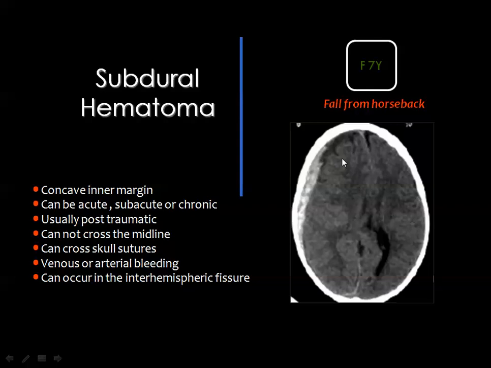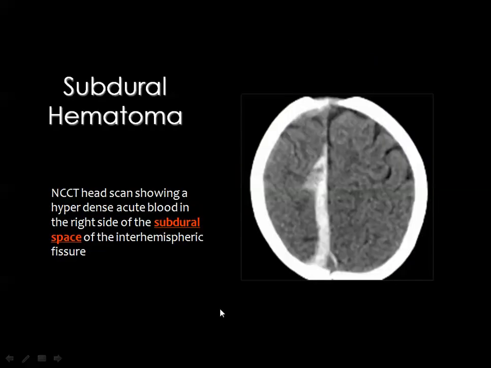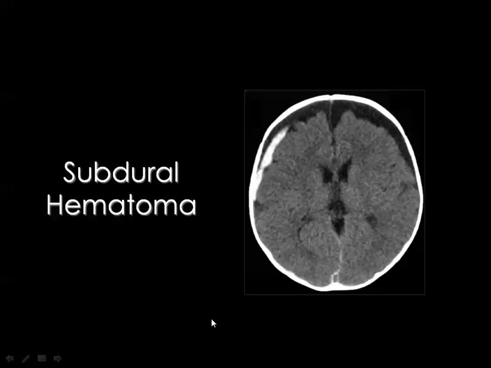Then the blood is related to the inner skull table on the right side. It has a concave inner margin, and you see the mass effect exerted on the ventricles. And you should remember that blood extending within the falx and within the tentorium should be in the subdural space because there is no epidural space in the midline.